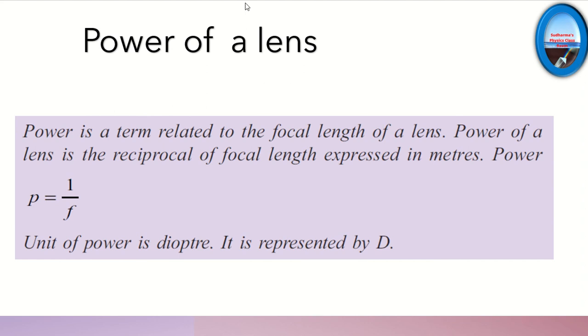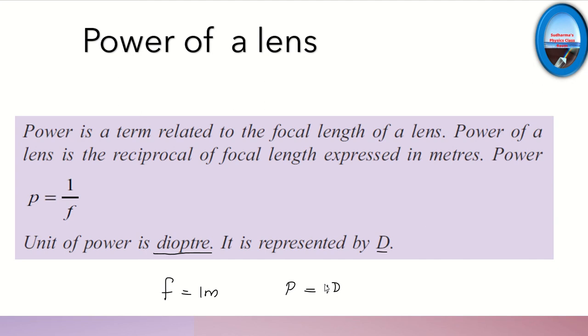Throughout the questions we were discussing, we were mentioning the focal length in centimeters. But when we calculate power, we have to convert the focal length from centimeter to meter. The SI unit of power is diopter. Very repeated question. It is represented by capital letter D. If F is equal to 1 meter, then power is going to be 1 diopter. So how do you define the SI unit of power? It is the power of a lens whose focal length is 1 meter.